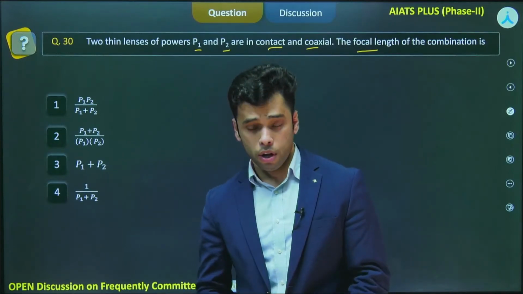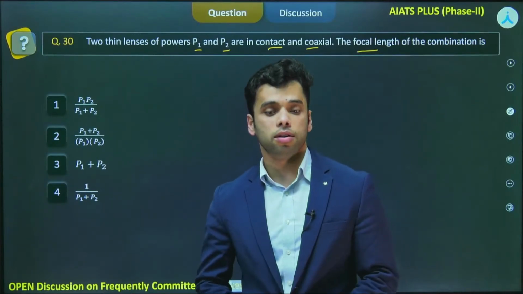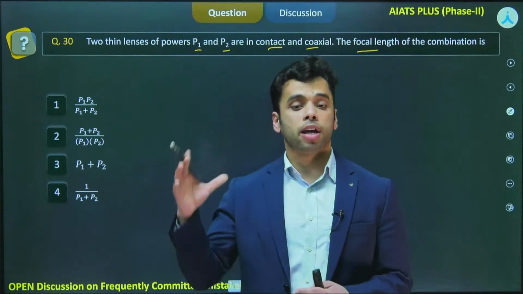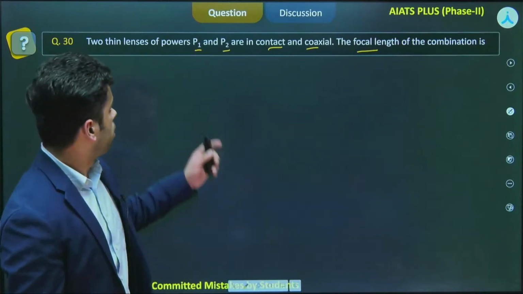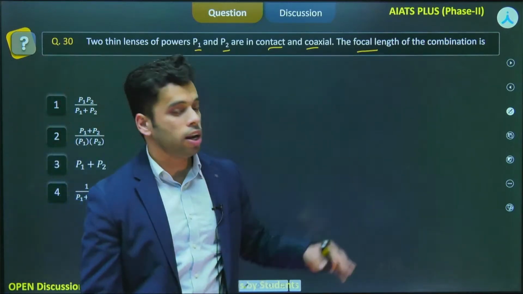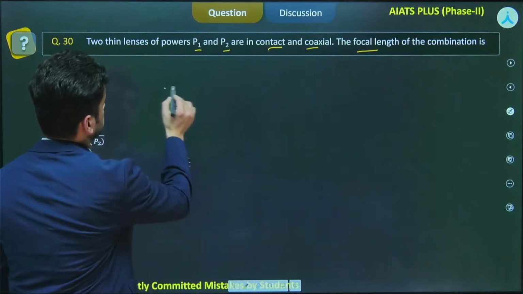Someone asks to solve a question with a convex lens instead of a glass slab. Yes, we'll solve this, but let us first go through the different problems that we have kept in the discussion, so it would be more fruitful for you. So two lenses of power P1 and P2 are in contact and coaxial. We are required to find the focal length of the combination.